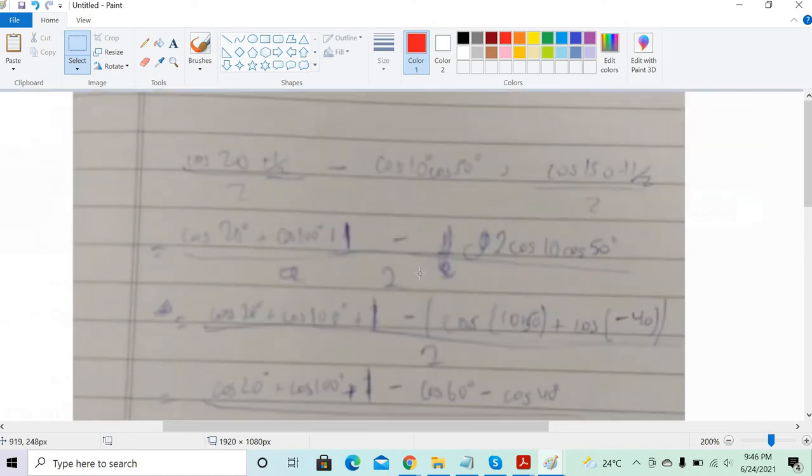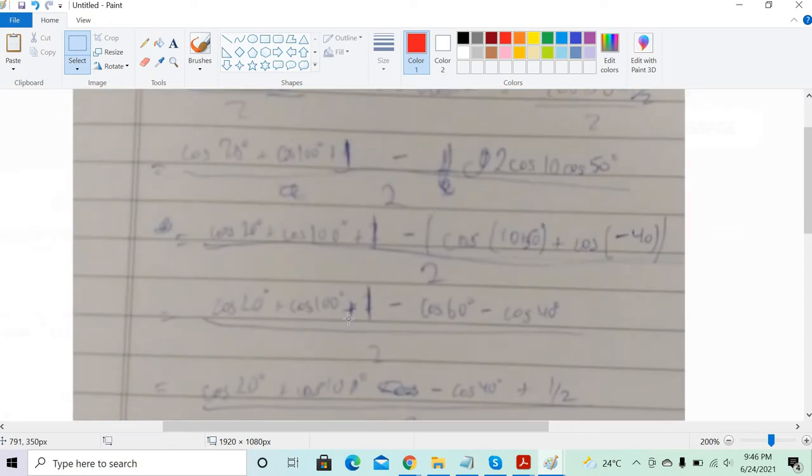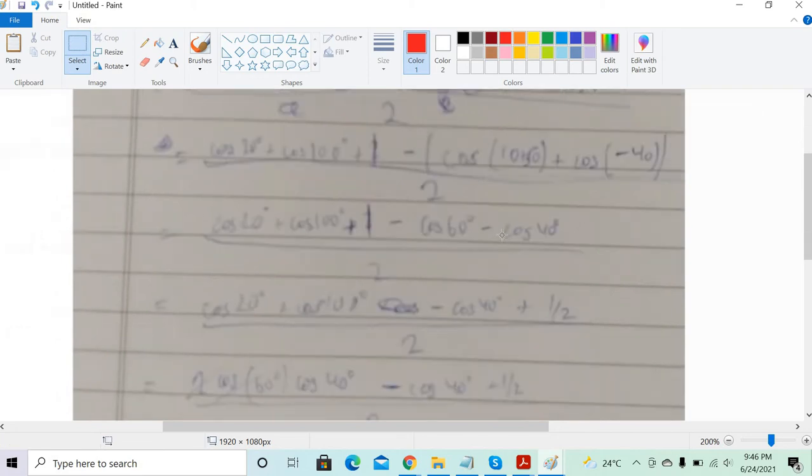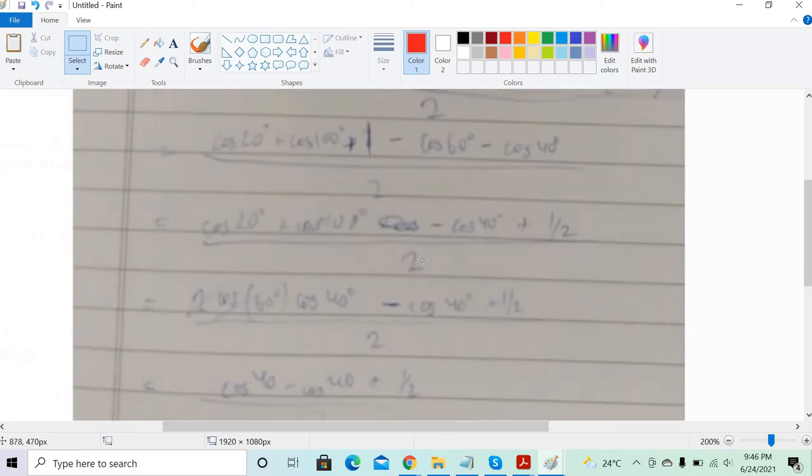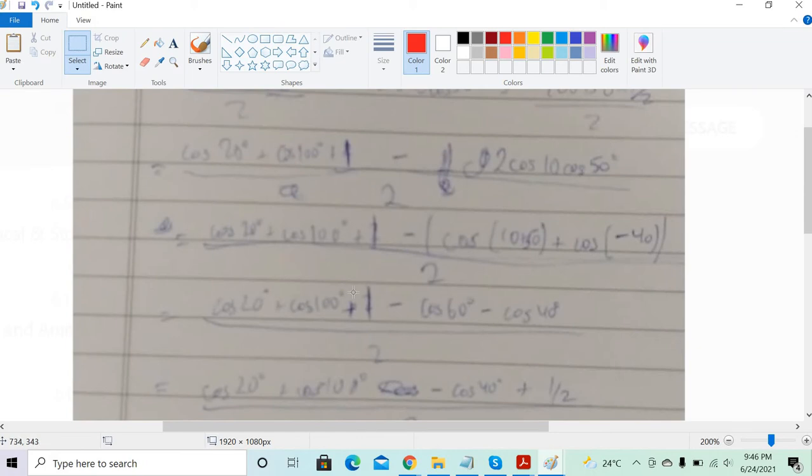I checked, because their answer is coming as 1 plus 1. The entire thing is becoming 2 here. It's becoming 3 by 2 instead of 1 by 2. But here it is minus, so not possible at all. Exactly. 1 minus cos 60, but let's see whether everything is great from here, this part or not.